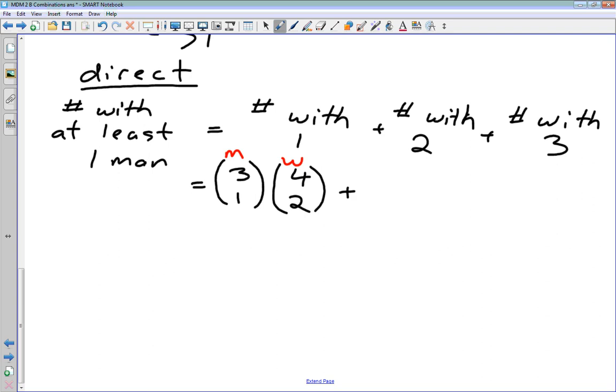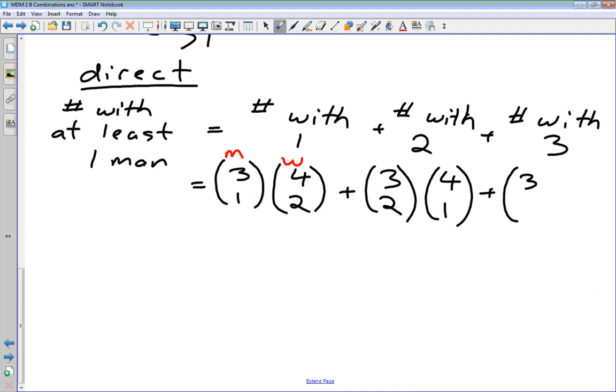If we want to have 2 men on the committee, again, we have 3 men to choose from. We want to choose 2 of them. For the women, we have 4 to choose from, but we only want to choose 1 of them. And then if we want to figure out how to get 3 men on our committee, well, we've got 3 men. We want to choose all 3 of them. And we don't want to choose any of our women.